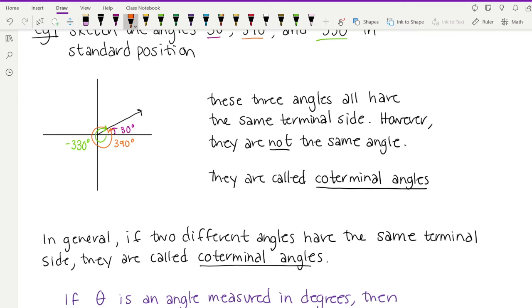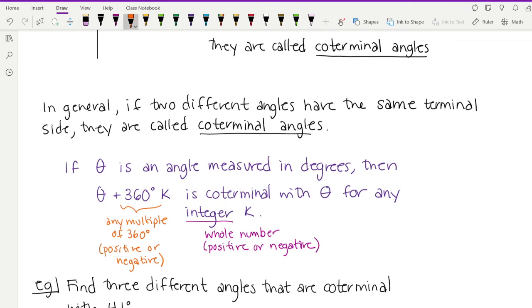That's like adding one rotation. And then negative 330, that would be 30 degrees minus 360, right? 30 minus 360 would be negative 330. And so those are both examples of adding or subtracting a multiple of 360 to your original angle.